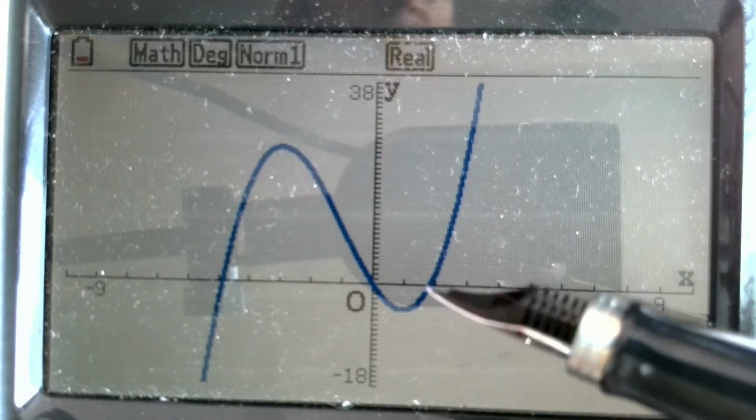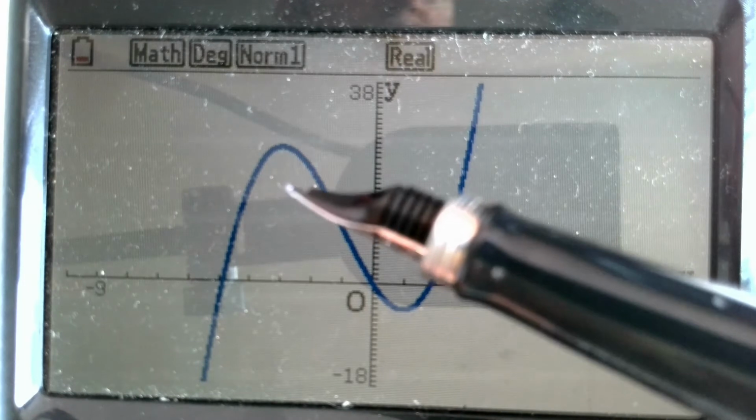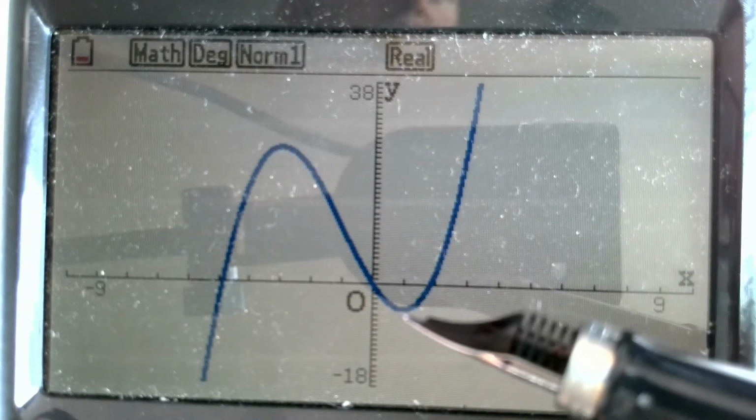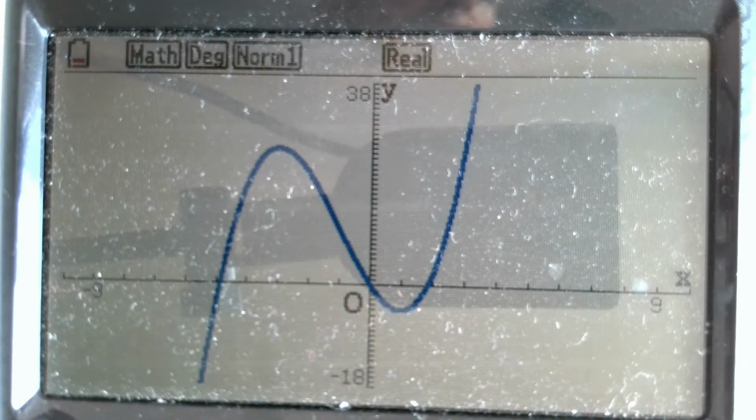So we're trying to find this zone, which means we've got to find the 2 points at which the gradient is 0, and then we want the bit that's in the middle.